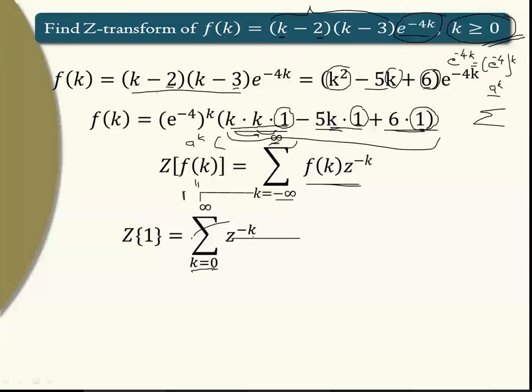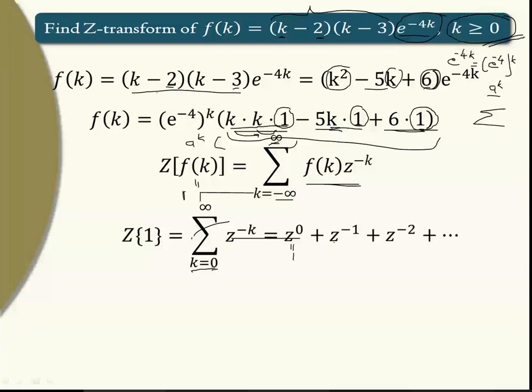If we substitute the values, for k equal to 0 it becomes z raised to minus 0, plus for k equal to 1 it becomes z raised to minus 1, plus for k equal to 2 it becomes z raised to minus 2, plus dot dot dot. Substituting values of k over here. Now, z raised to 0 is 1.